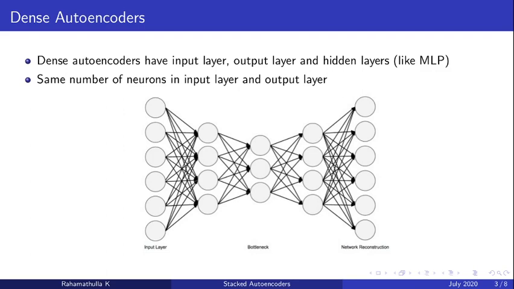So stacked autoencoders can basically be divided into two types. One is dense autoencoders and the second one is convolutional autoencoders. The picture shows the dense autoencoder. So you have the input layer, then the output layer. In between you have dense connections, a fully connected network. So dense autoencoders are fully connected layers.